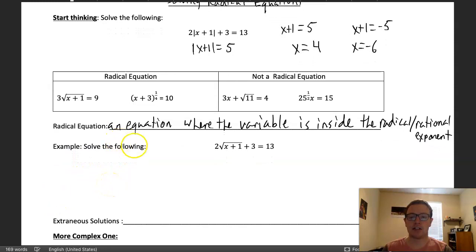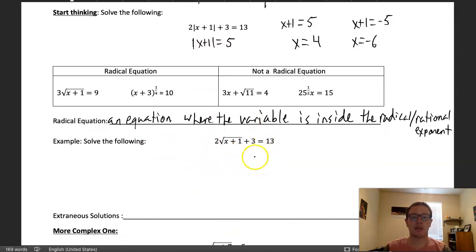Now let's go ahead and try to solve this problem. You'll see it's very similar to the absolute value problem we have, 2 square root of x plus 1 plus 3. And we're going to follow the same rules for this. We're going to start by trying to get the square root by itself. Right? Subtract 3, divide by 2, and we're left with the square root of x plus 1 is equal to 5.